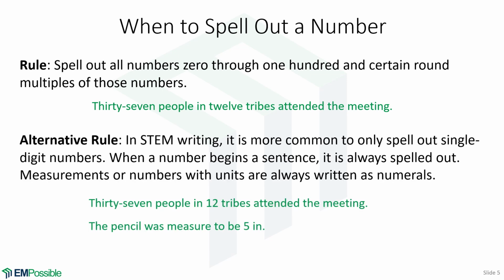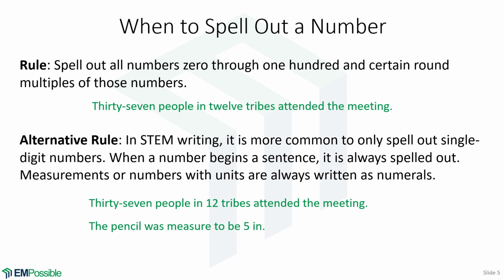Now in STEM, when we produce professional documents, very often these numbers are not just a simple count, but the result of a measurement or calculations or things like that. And the Chicago Manual of Style presents an alternative rule where you only spell out the single digit numbers. This is the one that I see most commonly in STEM and what I think is most effective.